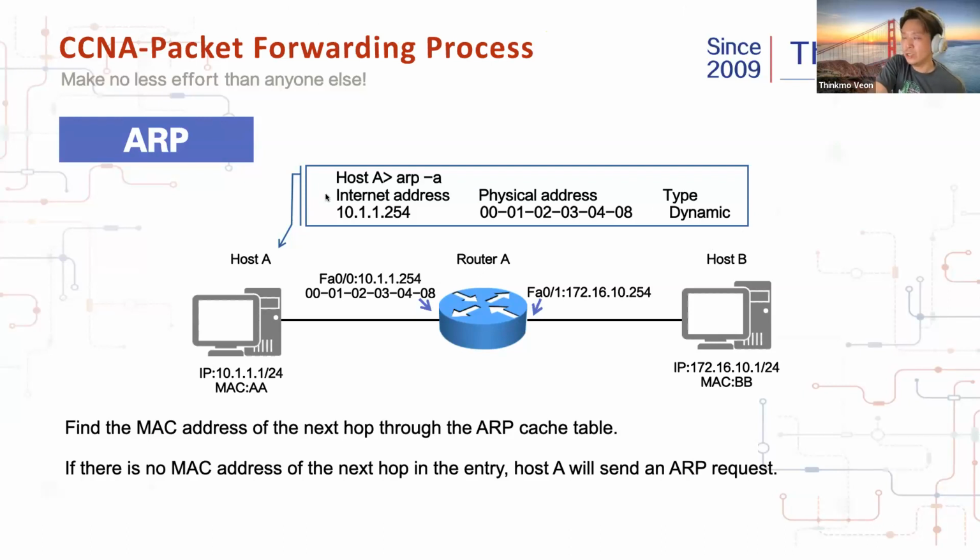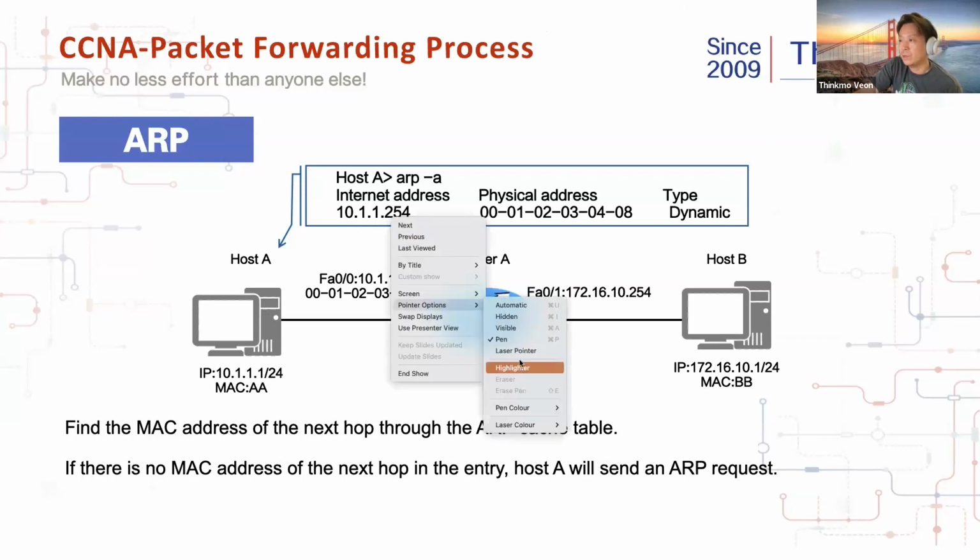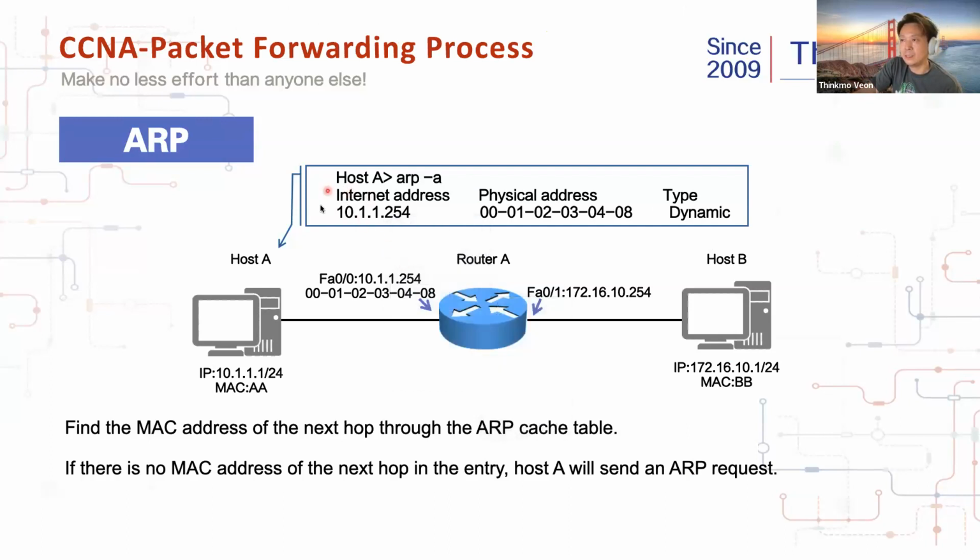So just now we know that host A is going to look for the gateway, which has the IP address 10.1.1.254. It will start to look for the MAC address, because we already know the IP, but we don't know how to reach this gateway. So it will go down to the next layer, which is layer 2, the data link layer.